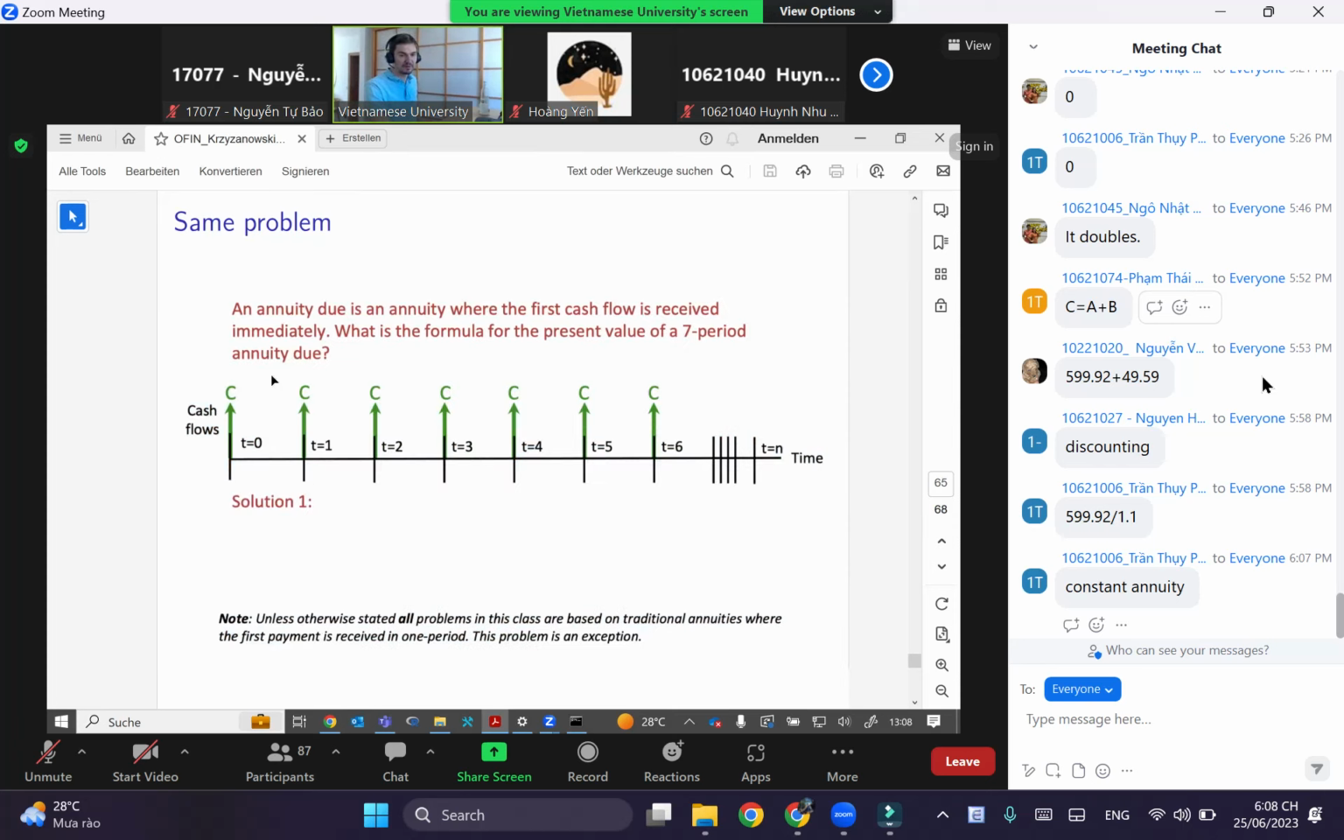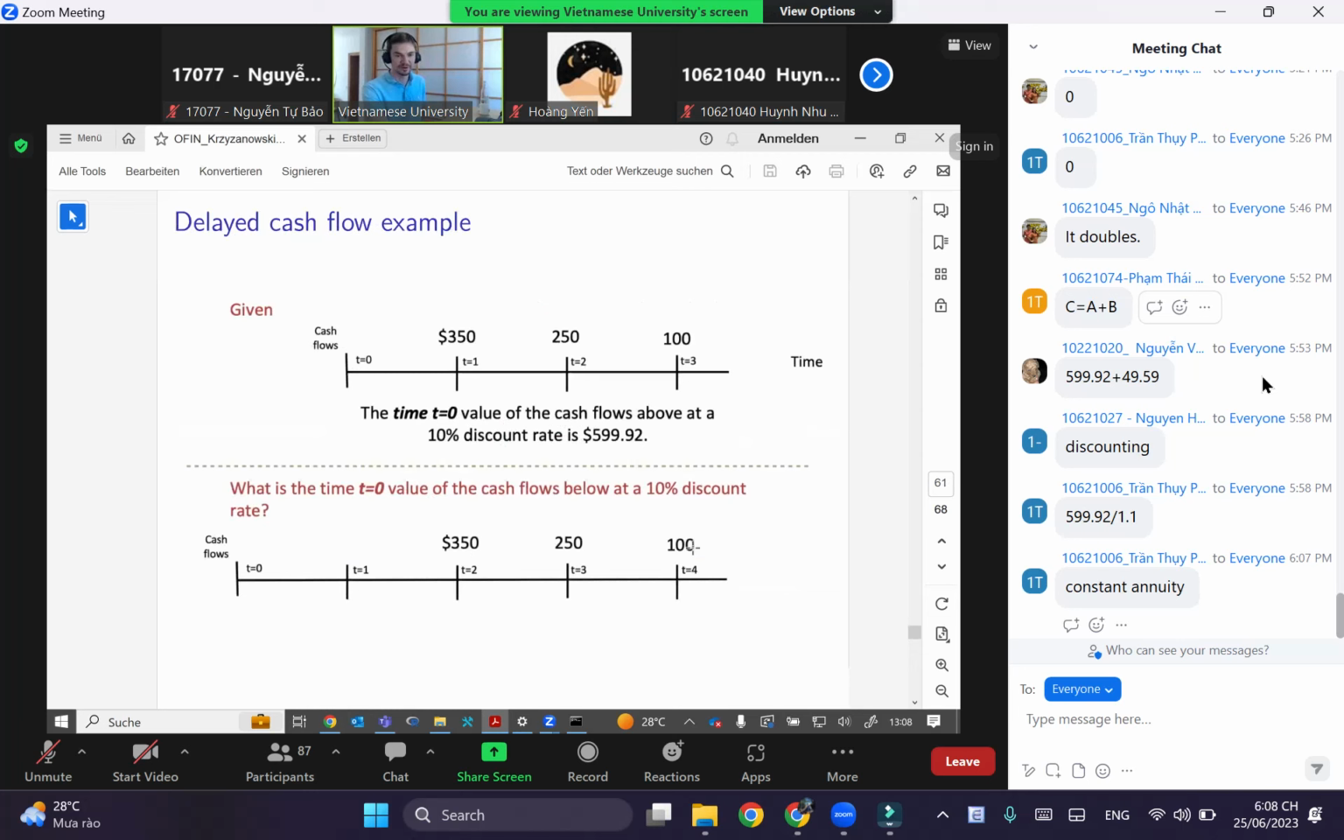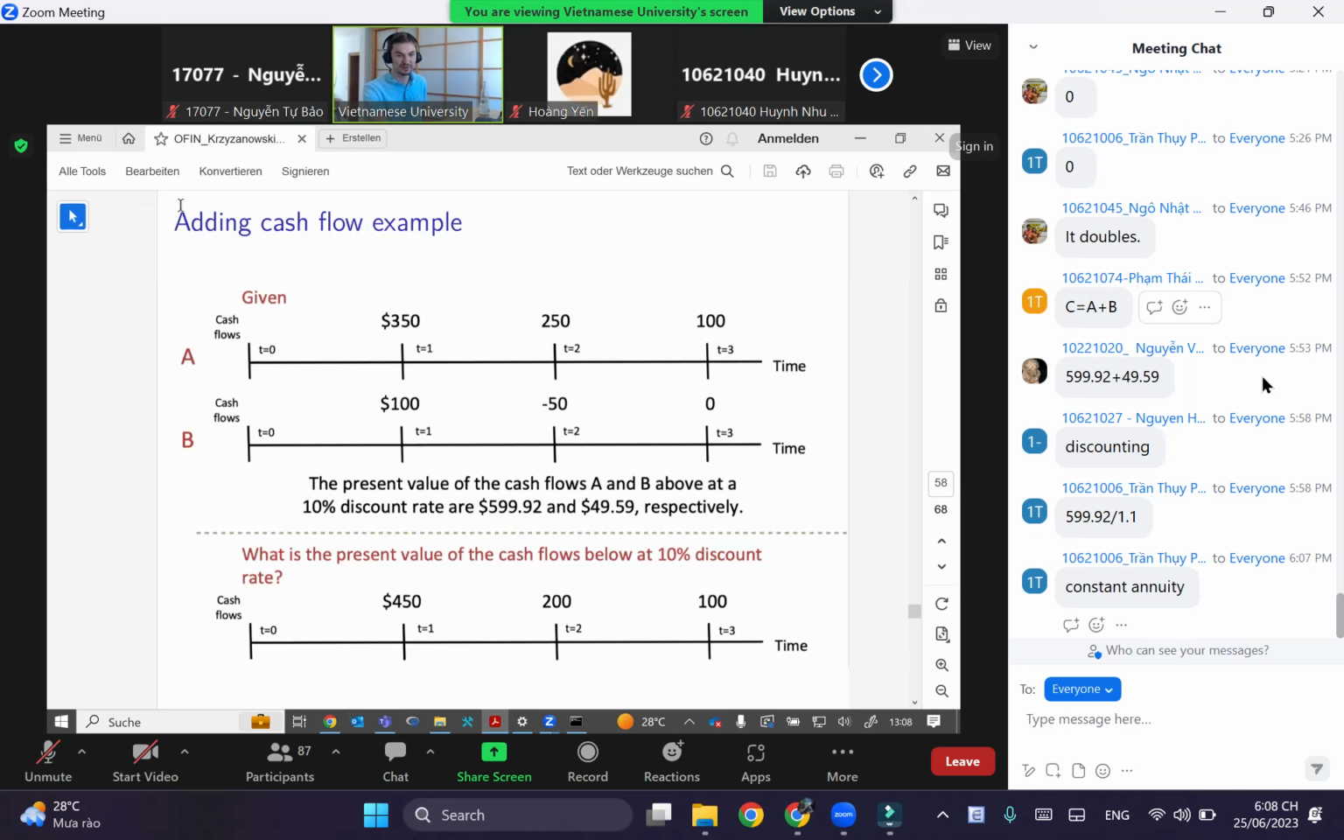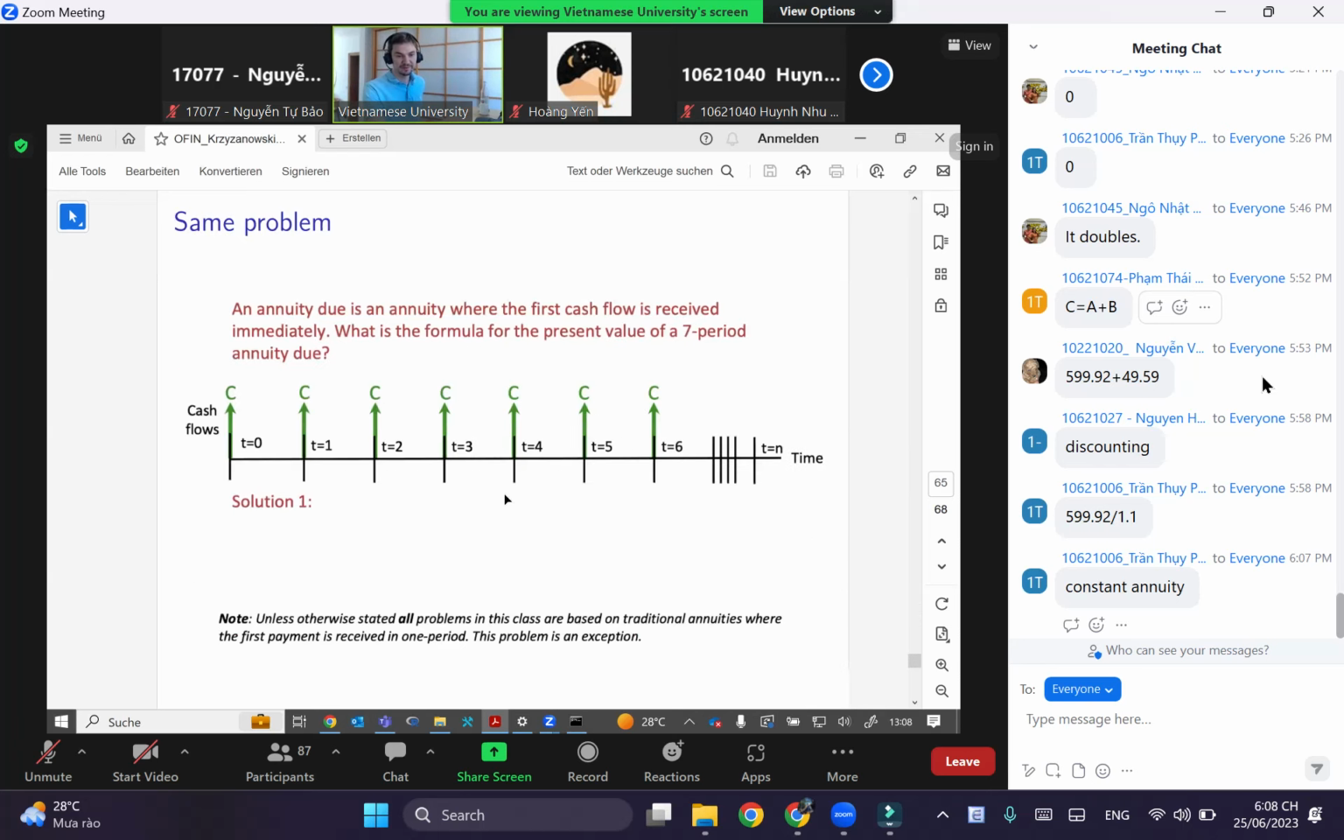in order to evaluate this cash flow, the sum of individual investment opportunities has the same price as if we summed the individual components, right? What we talked about here in the adding cash flow example. So basically, if we have one cash flow A and one cash flow B, and we have another cash flow C, which is the sum of the two, then they should have the same time t value.